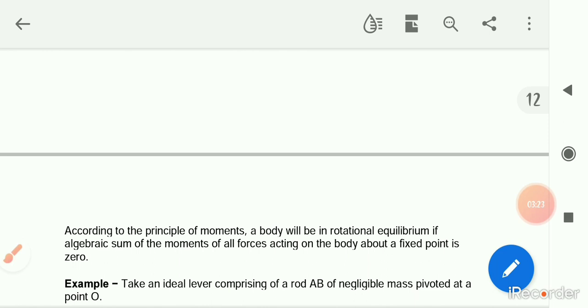Okay, now principle of moments. A body will be in rotational equilibrium if the algebraic sum of moments of all forces acting on the body about a fixed point is 0. Yeah, you can remember this one. Sum of all the clockwise moments is equal to the sum of all anti-clockwise moments. Clockwise moment plus anti-clockwise moment is equal to 0. The sum of clockwise and anti-clockwise moment will be 0.